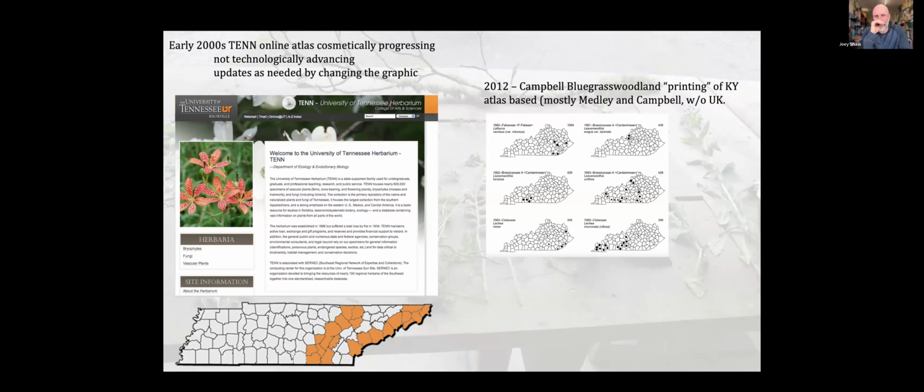It was about 2012 when Julian Campbell took the atlas that he had been assembling for years and saved it as a PDF. He shared that pretty widely with a lot of us, and then pushed that PDF online, saving it as Bluegrass Woodland.